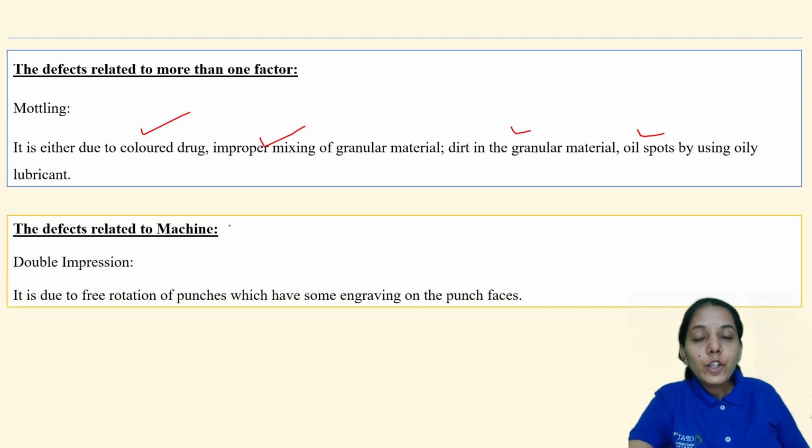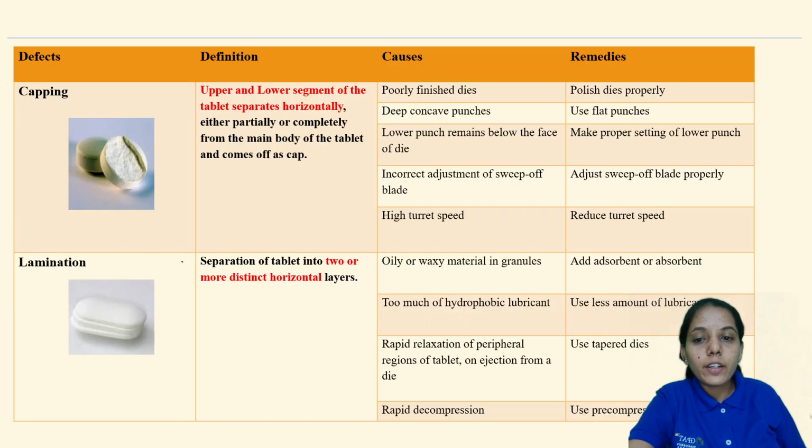So the defects related to machine, like double impression, will occur with those punches which have engraving on them. You might have seen the embossing punches. If it is there, then the double impression may occur. So that is due to the machine defect. Now let's see the defects one by one.